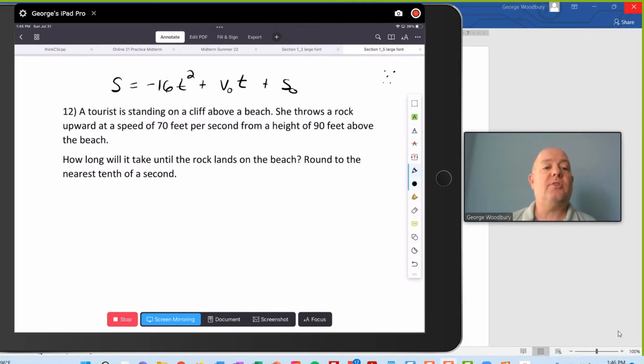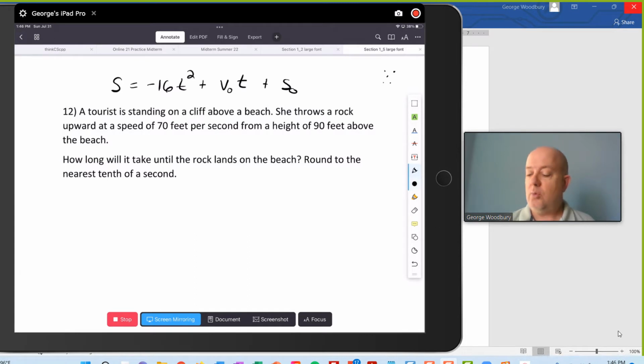Number 12, a tourist is standing on a cliff above a beach. She throws a rock upward at a speed of 70 feet per second from a height of 90 feet above the beach. How long will it take until the rock lands on the beach? Round to the nearest tenth of a second.